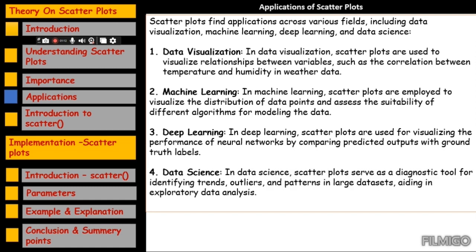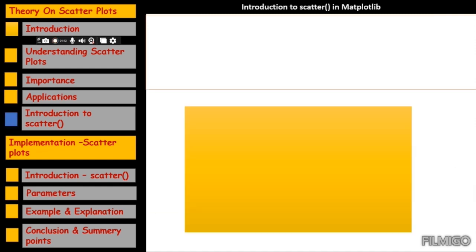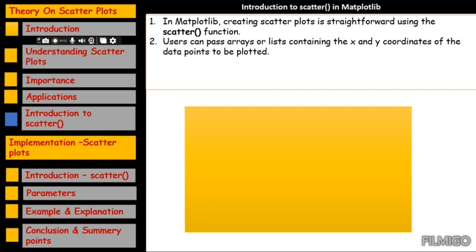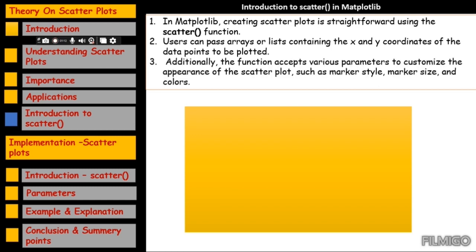Data science: scatter plots serve as a diagnostic tool for identifying trends, outliers, and patterns in large datasets, aiding in exploratory data analysis. Introduction to the scatter function in matplotlib. In matplotlib, creating scatter plots is straightforward using the scatter function. Users can pass arrays or lists containing the x and y coordinates of the data points to be plotted. Additionally, the function accepts various parameters to customize the appearance of the scatter plot, such as marker style, marker size, and colors.